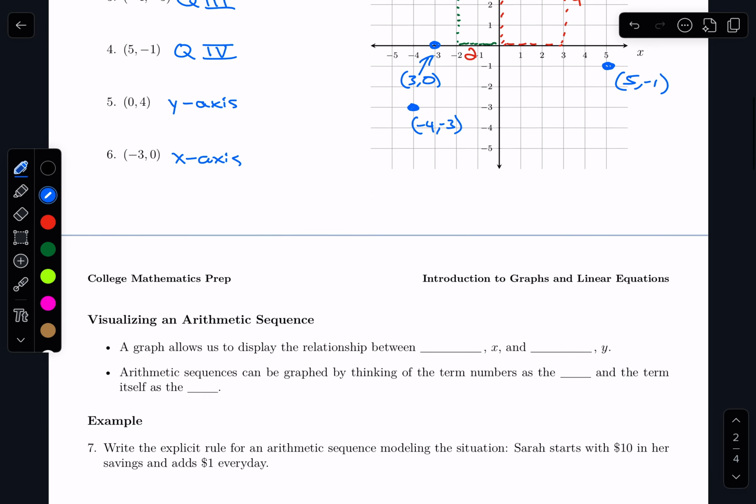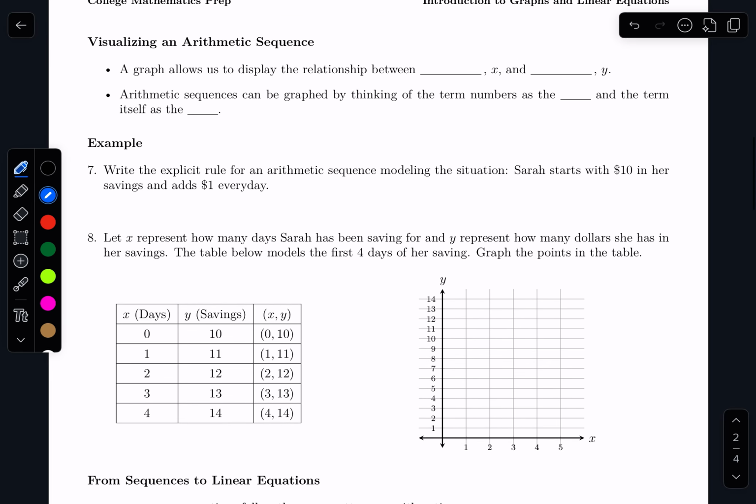All right, so that was plotting points. Now we've got to connect the dots between arithmetic sequences and what we're really trying to get to, which is linear equations. When we want to visualize an arithmetic sequence, it's going to start to connect the dots between what a sequence is compared to an equation. So a graph allows us to display the relationship between inputs, which are x values, and outputs, which are y values.